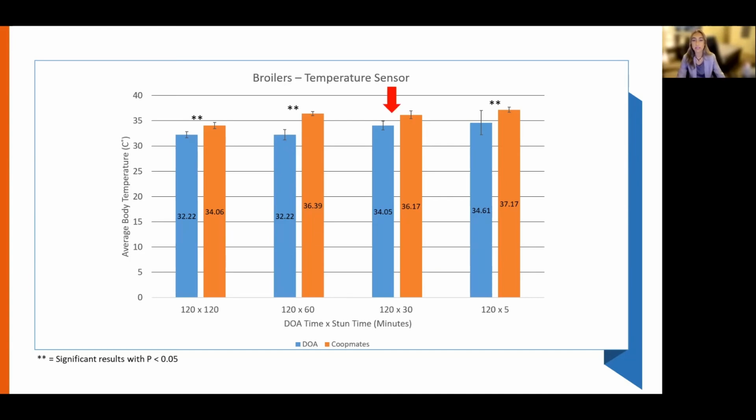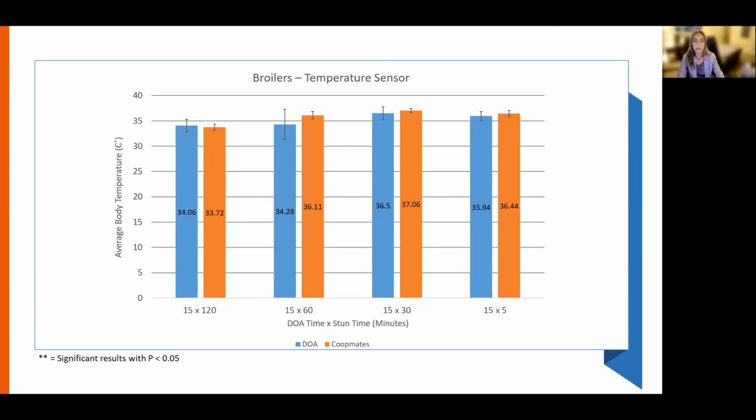Now, I'd like to point out that even though the third set of bars does not have any significant results, the p-value was 0.0562. So while it wasn't significant, it was following the trend that we'd like to see. Now, for broilers with a DOA time of 15 minutes, utilizing our temperature sensor, we did not find any significant results when comparing them to the body temperature of the rest of the coop mates.